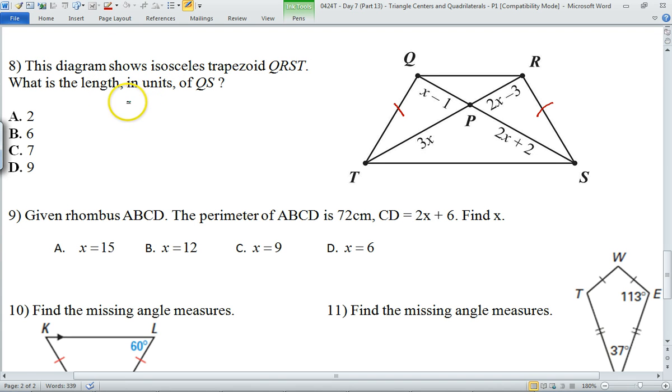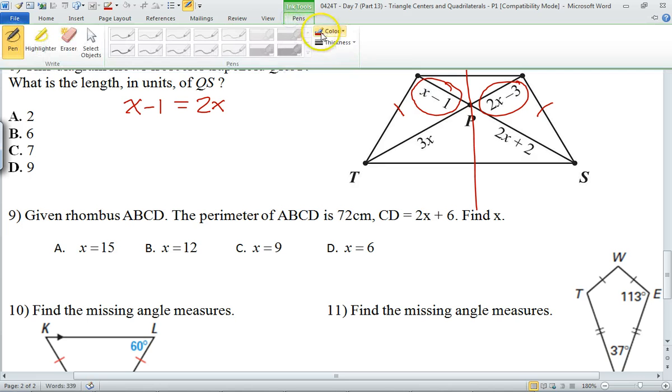For example, x minus 1 should equal what? No. These two won't be equal. The x minus 1 and the 2x plus 2 won't be equal. Right. These two should be equal, for example. X minus 1 should equal 2x minus 3. The symmetry line is like right down the middle. These two sides should be equal.